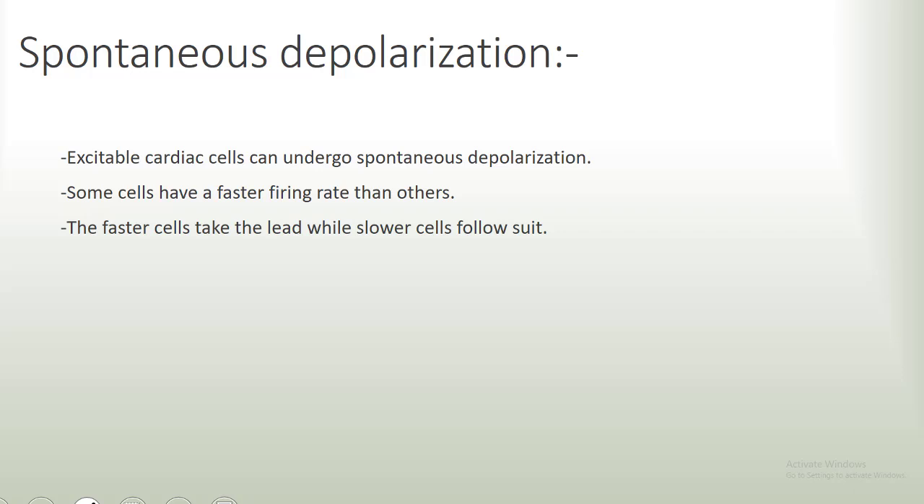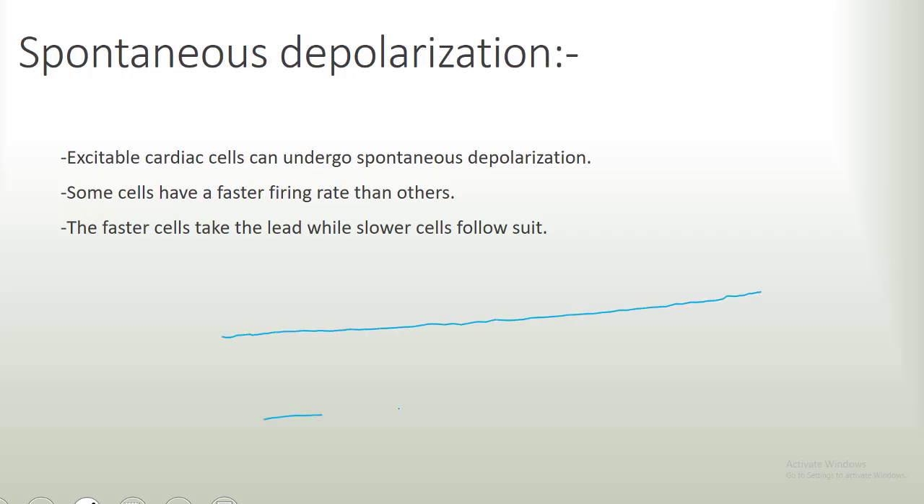But what's very important is that some cells have a faster firing rate than others. This means that some cells can generate impulses at a higher frequency than other cells. Now, it's very interesting that the faster cells, the cells that fire at a higher frequency, are actually going to be controlling the cells that are slower, the cells that fire at a lower frequency. Now, I can demonstrate this right here.